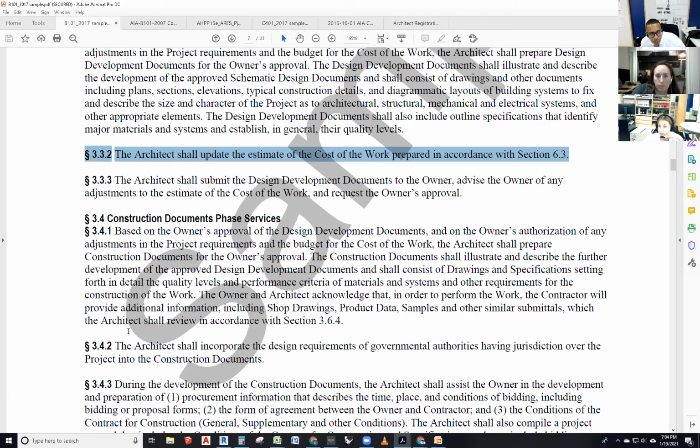How do you believe we're gonna begin section 3.4 without reading it too much? What's the first thing that we need to have before we start? Miranda. You need to submit the design development drawings to the owner and have the owner's approval before you proceed to construction documents. That's all.